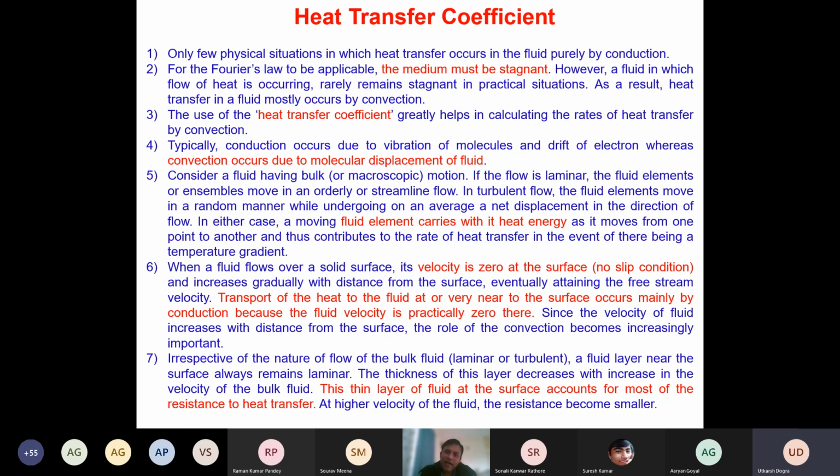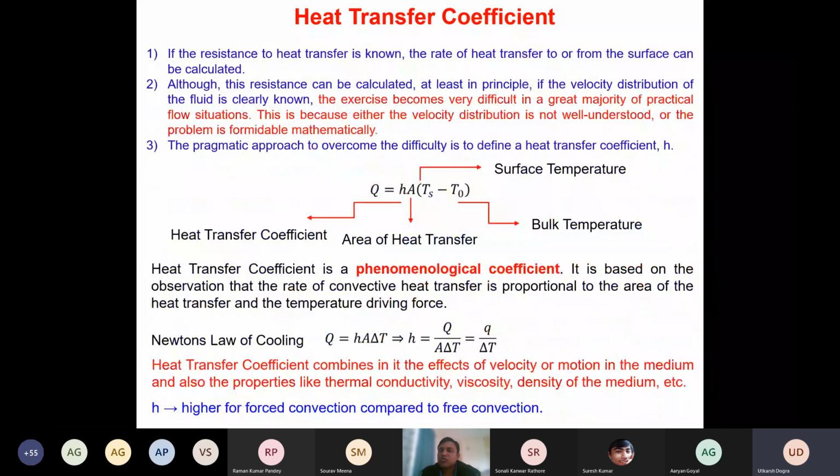In order to quantify the convection, we have to solve the velocity problem first, and then based on that we have to solve the heat transfer problem. This may become complicated in a real-life situation because solving the velocity problem is not easy. It is easy for a simple case like laminar flow, but in general it is not easy to solve. That's what we have seen using the Navier-Stokes equation. It becomes mathematically challenging to solve.